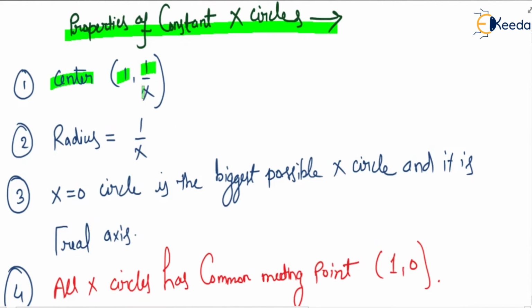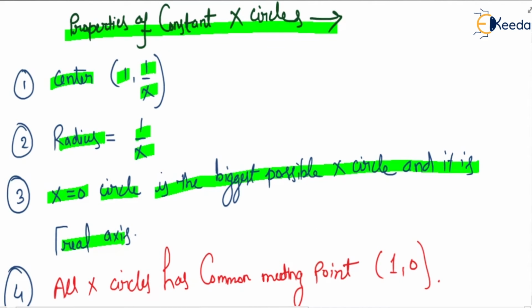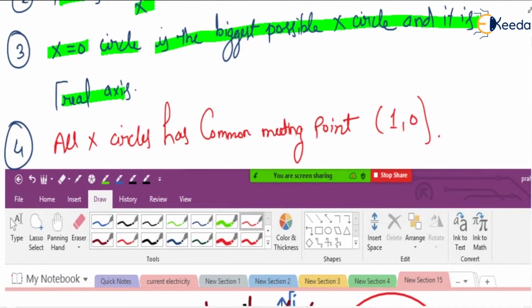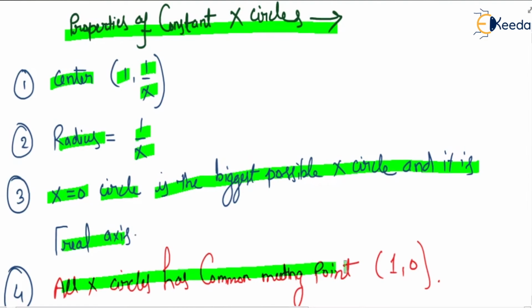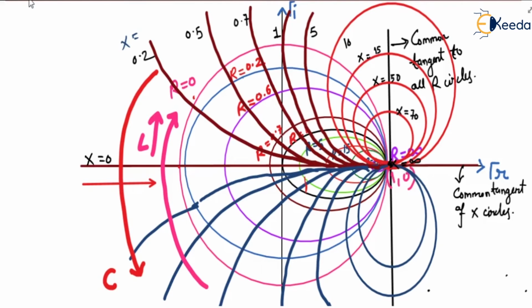Now we study the properties of constant X circles. Their center is at (1, 1 by X) and the radius is 1 by X. The X equal to 0 circle is the biggest possible X circle, and it is the gamma real axis. All the X circles have a common meeting point, which is (1, 0), because (1, 0) satisfies all the X circle equations. So this is the diagram of X circles, and these are the X circles.